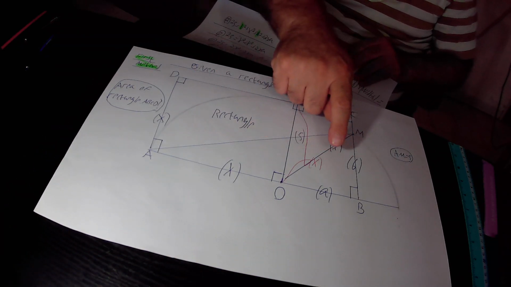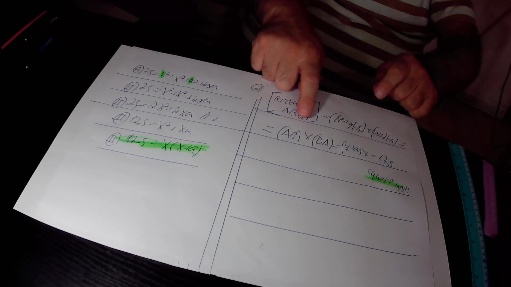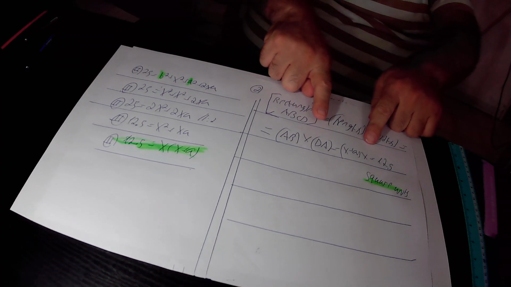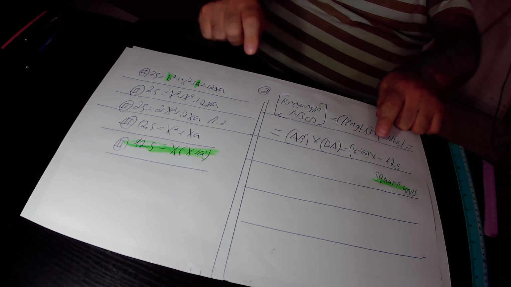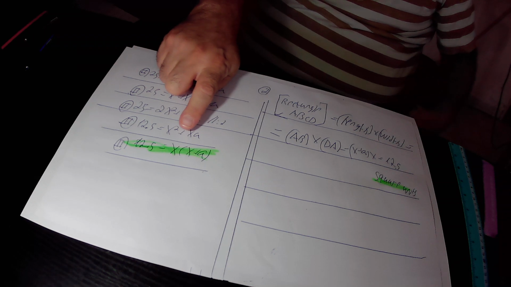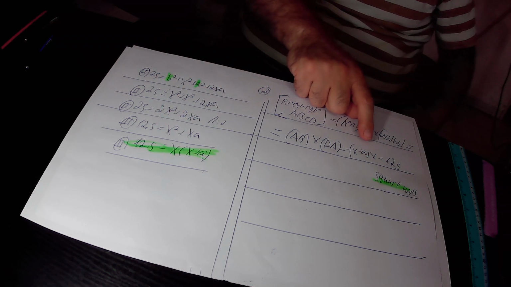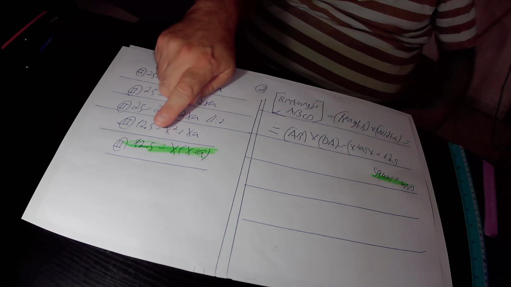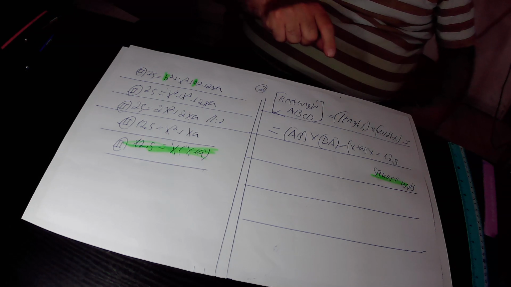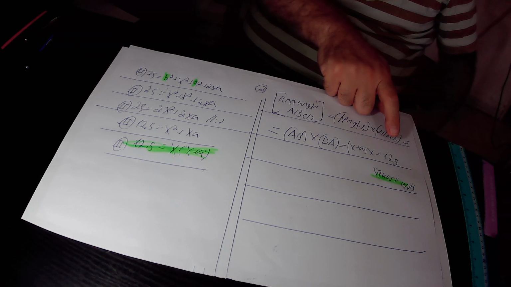AB is x plus a and DA is x. Repeat again: AB is x plus a and DA is x. So in total the area of rectangle ABCD equals x plus a times x. But according to equation 2, x plus a times x equals 12.5. Therefore we substitute x plus a times x by 12.5 because it is true according to equation 2. So in total we found out that the area of rectangle ABCD equals 12.5 square meters.